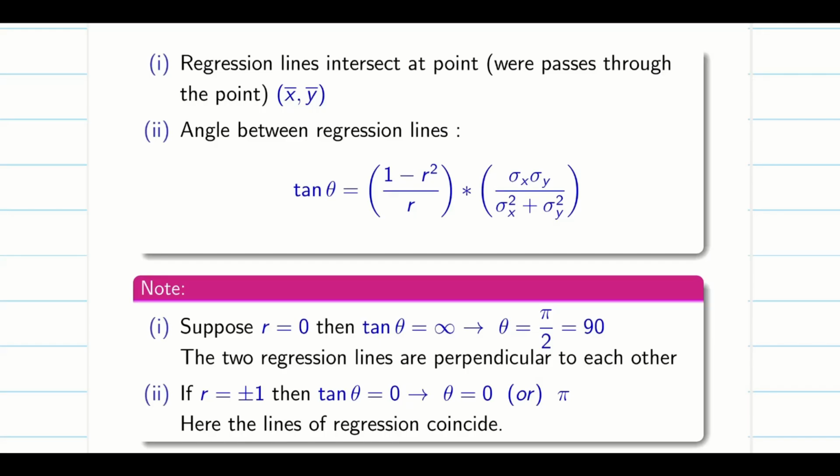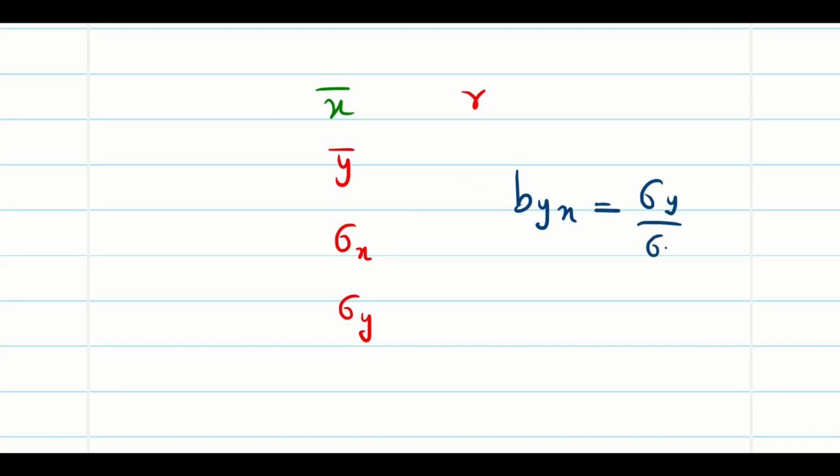Hope you understand the basics of regression lines. To find the regression line, we need the following: x bar, y bar, the means. Then we have to find sigma x, sigma y, and the correlation. If we have all these five data, then using the formulas of the regression coefficients, byx means r into sigma y by sigma x, and bxy means r into sigma x by sigma y, we can easily crack this problem. So these are all the basic formulas needed for finding the regression coefficients and solving problems.